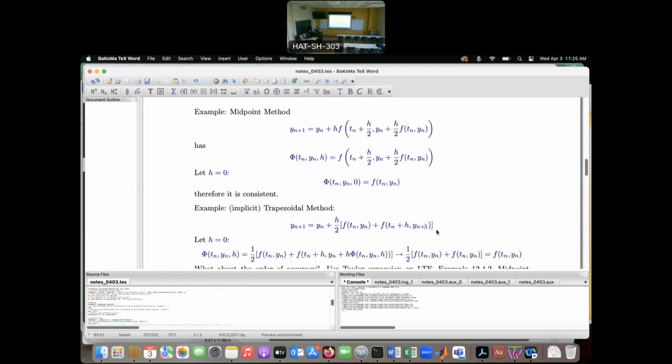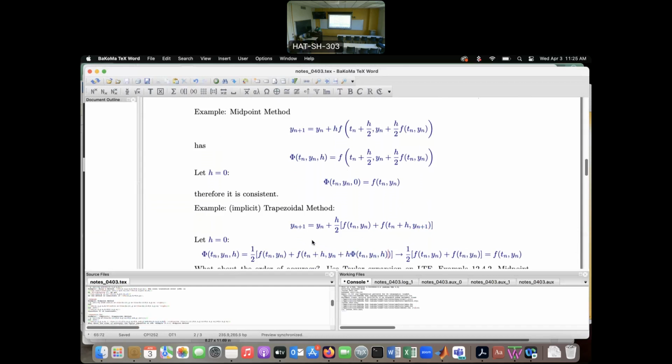So your phi function in this case is 1/2 f of t n y n. And then here, where you have y n plus 1, I've just replaced it by the general framework, because y n plus 1 is always y n plus h times phi. So it's a bit clumsy, but it works.